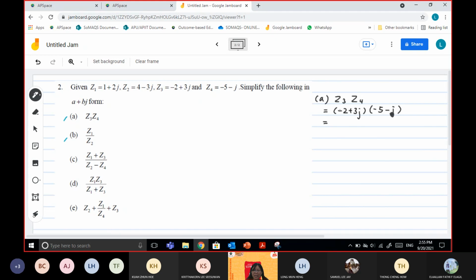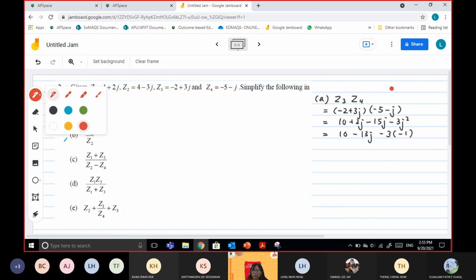So expand it as usual. Minus 2 times minus 5 is 10. Minus 2 times minus j is plus 2j. Then 3j times minus 5 is minus 15j. Then plus 3j times minus j will be minus 3j squared. So now we have 10 plus 2j minus 15j, which is minus 13j. Then the j squared, remember we substitute with minus 1.